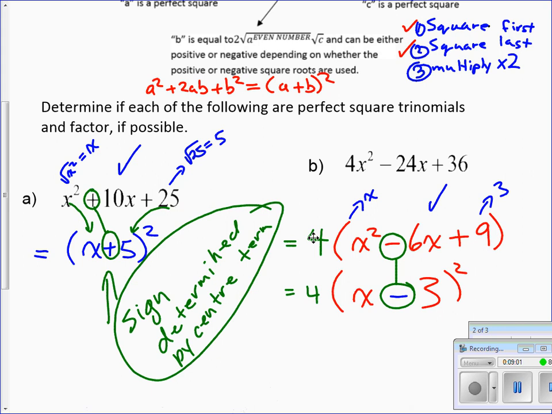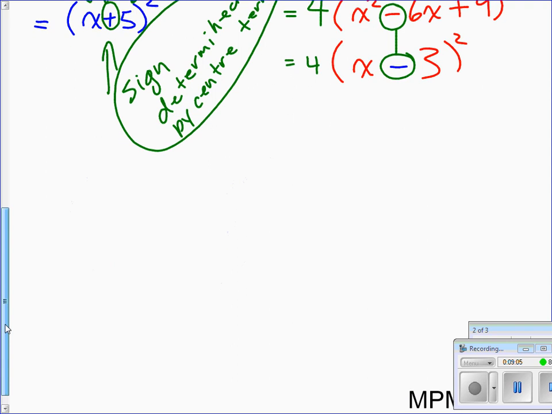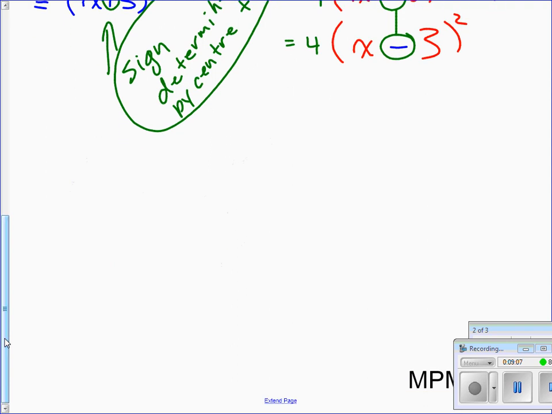Like dinner. So now, what I want you to do is try this next problem. If you take a look at C, you've got 9x squared plus 48xy, and this should have a y squared term in it. Now, I want you to see if this is a perfect square trinomial and make it work. Okay?